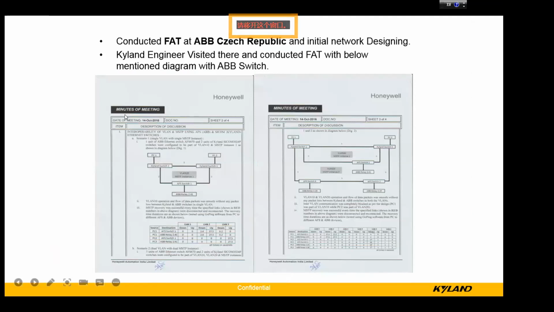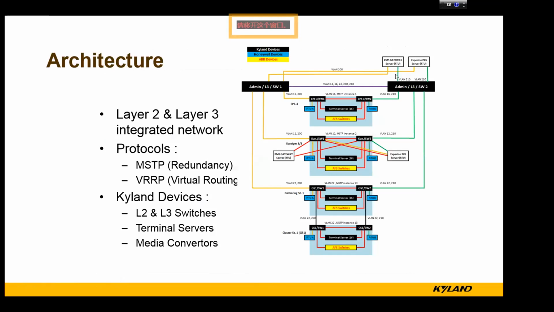And these are the minutes of the meeting. In the meeting, the customer showed us the configuration details for all the switches. This is the architecture of the network. As you can see, in this network there is not only the KYLAND switch, but also some ABB switches.